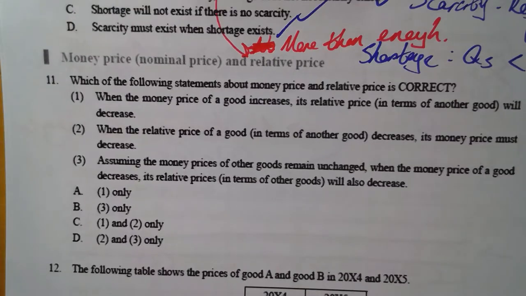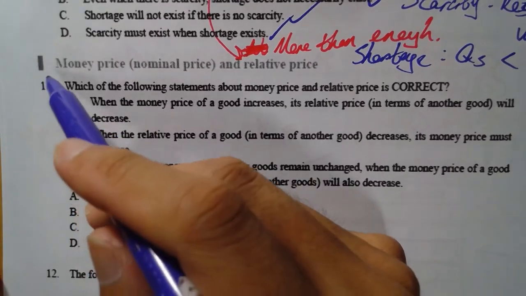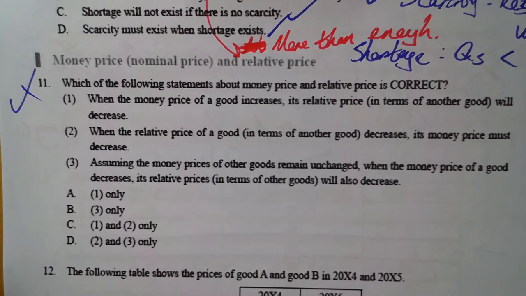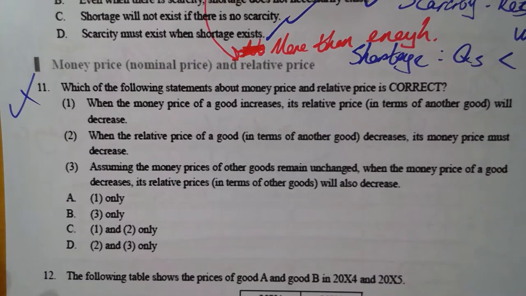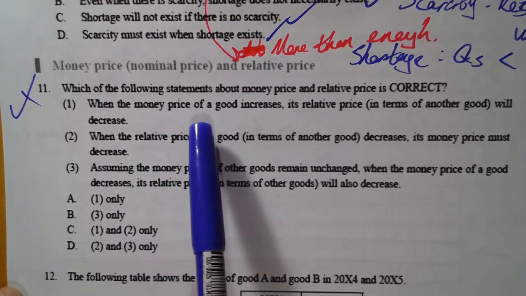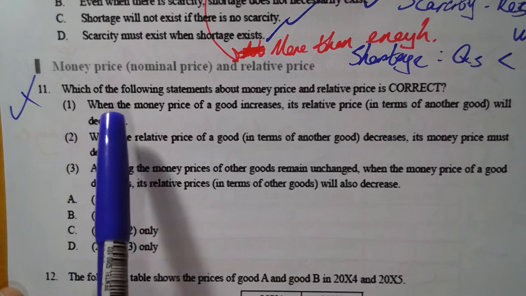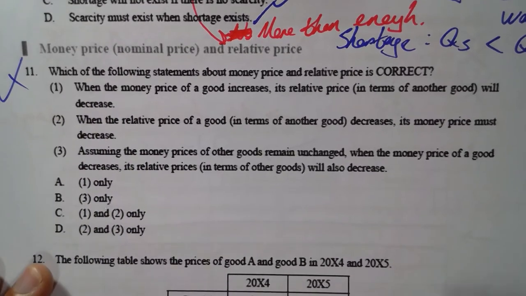Okay, so finally, now this one, I think this topic is actually one of the hardest topic in this chapter. We talk about money price and relative price. Okay, now, actually, number 11 is a bad question. So, my advice is you try to skip it when you're doing your study. Okay, this is purely mathematical. Okay, now here, when money price of a good increases, its relative price will decrease. Now here, think about it.